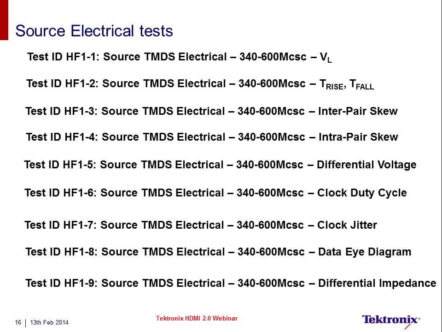Clock duty cycle remains very similar to what we did in 1.4b. And as indicated earlier, the clock jitter test and the data eye diagram test are now performed at test point 2 instead of test point 1, what we did in 1.4b. There is a source differential impedance test added, which is new for HDMI, and this test is performed using a sampling scope, and the DUT in this particular test has to be turned on.